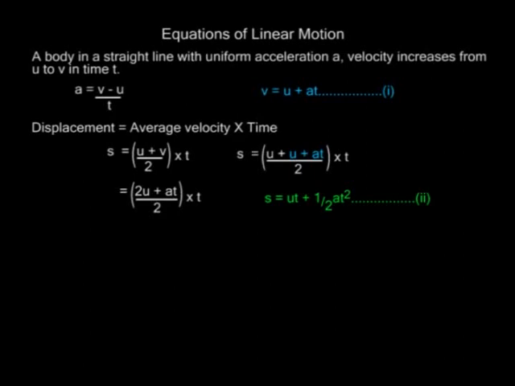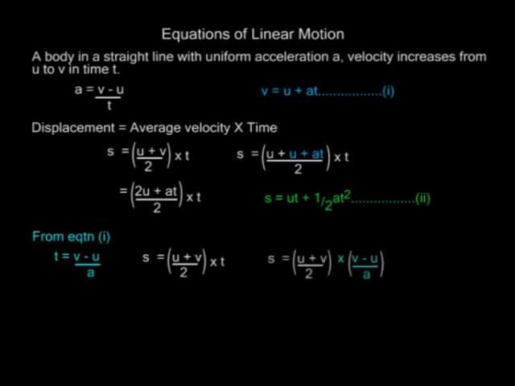Now, from the equation, v is equal to u plus at. If we make t the subject of the formula, we shall have t is equal to v minus u over a. Going back to the equation, s is equal to v plus u over 2 times t, and substituting t for v minus u over a, we shall have s is equal to v plus u over 2 times, in place of t we replace with v minus u over a.